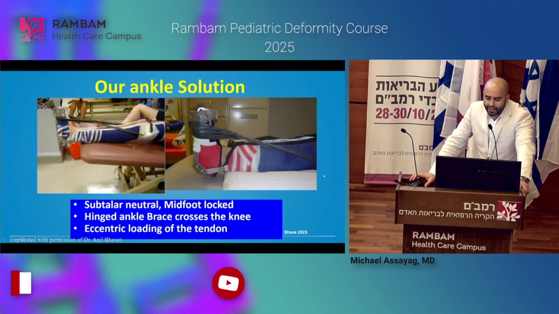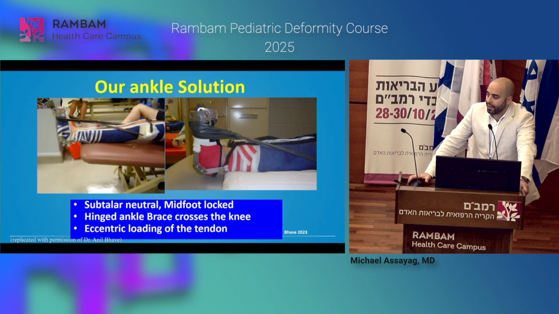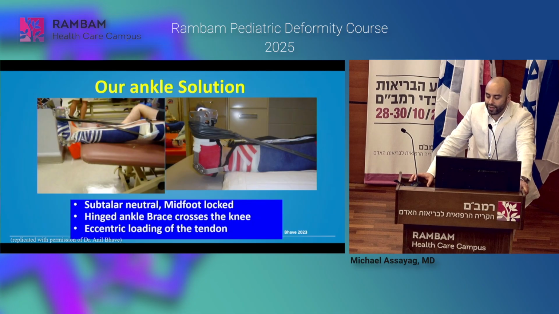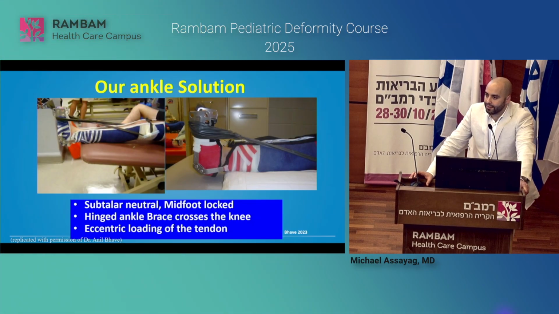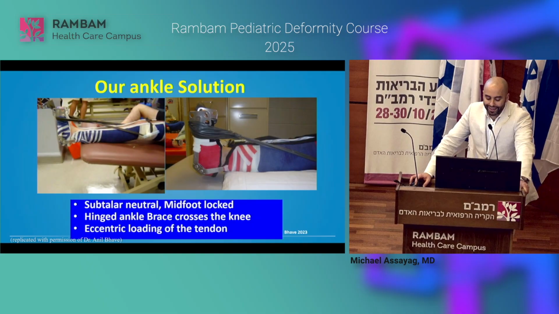The second thing is the brace needs to cross the knee, as an extended knee will have a lot more impact on the gastrocnemius than a knee that is flexed. So if the brace is not encompassing the knee, then you lose all your strength because the gastrocnemius is not put under tension. And finally, eccentric loading of the tendon to obtain that lever arm that is necessary to obtain the stretch.